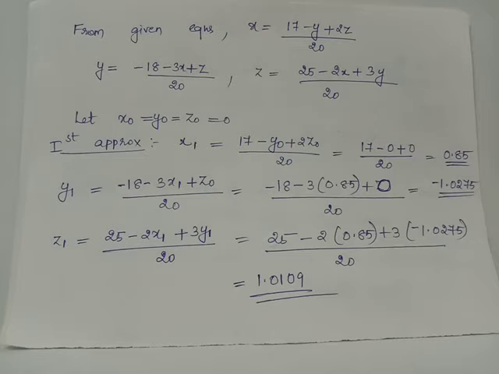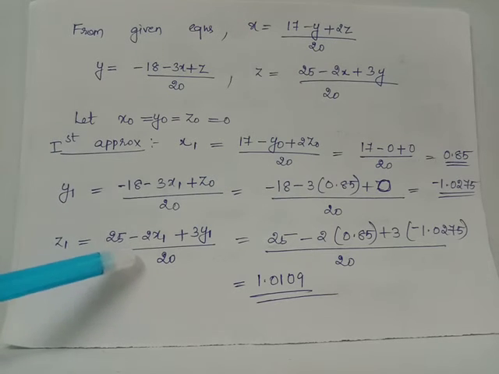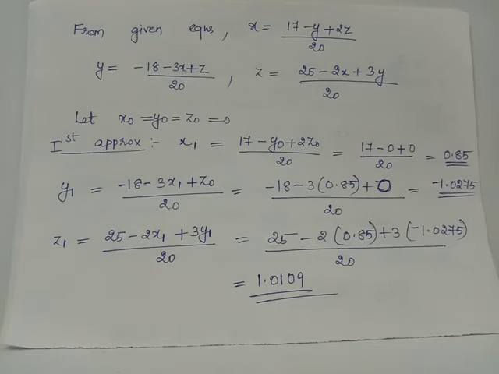Since now the variable y has been updated to the value minus 1.0275, for evaluating z1 we will make use of values of x1 and y1 which are available from the current iteration, which is the first iteration itself. We have formula for z1 given by z1 equals (25 minus 2x1 plus 3y1) divided by 20, where x1 equals 0.85 and y1 equals minus 1.0275. Giving these values in this formula, we will get z1 equals 1.0109.